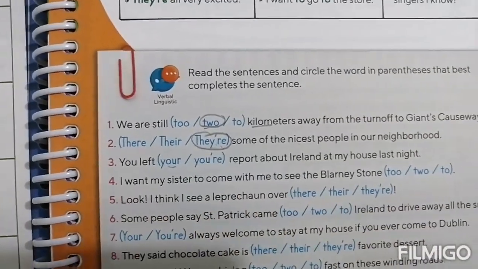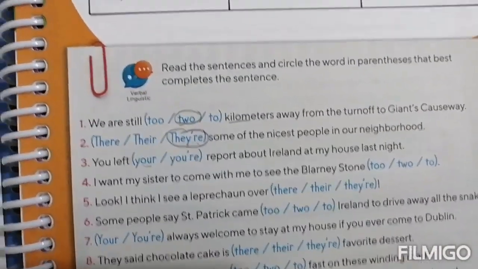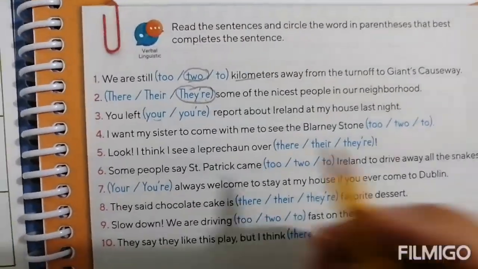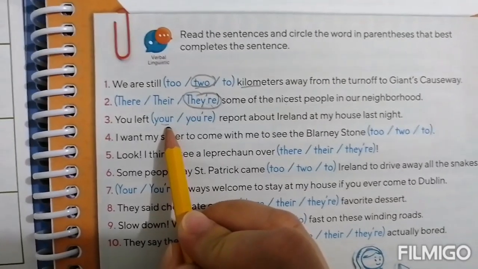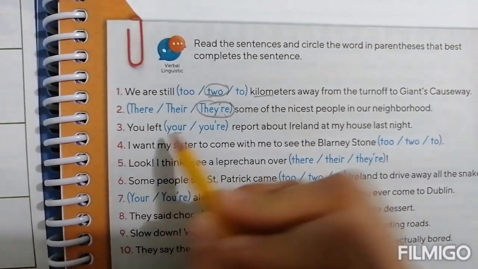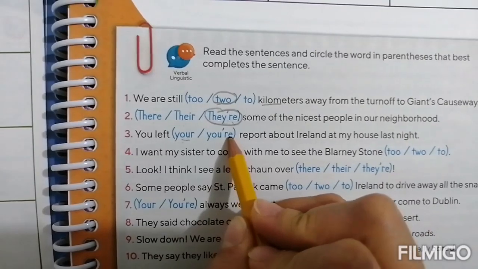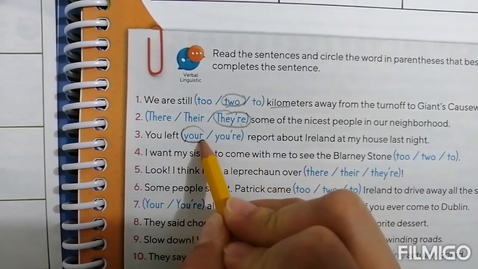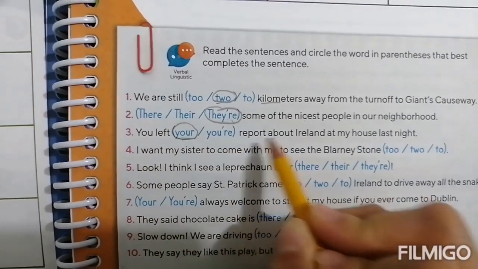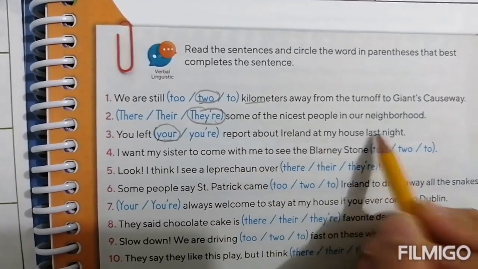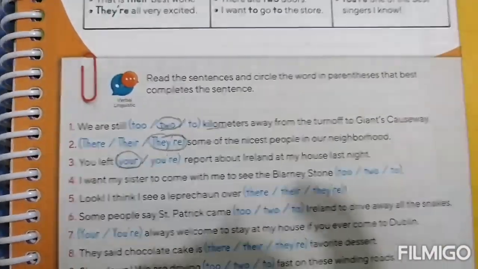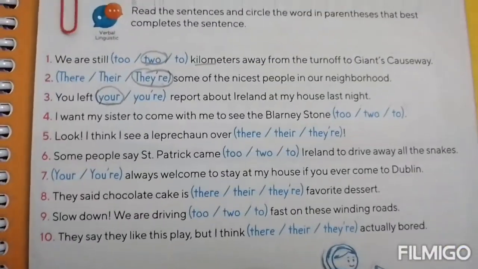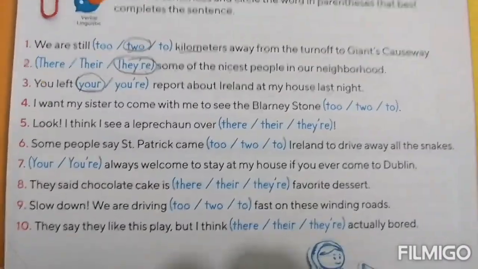Number 3 says, you left report about Ireland at my house last night. Your refers to possession, so you're refers to a characteristic or a description, so I guess it's your. You left your report about Ireland at my house last night. And, well, you're going to have to read the rest of the sentences in order to answer correctly.